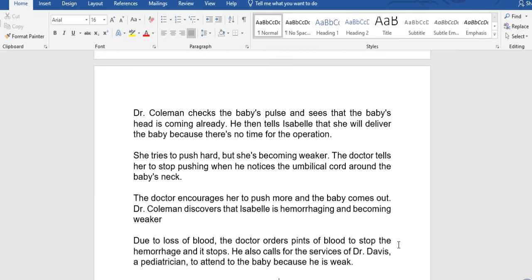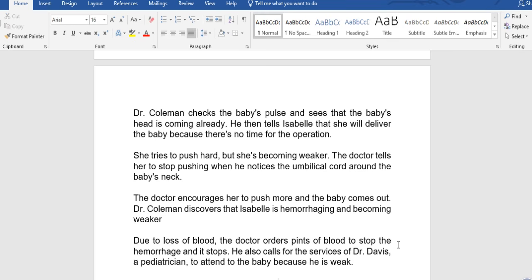Dr. Coleman checks the baby's pulse and says that the baby's head is coming already. He then tells Isabel that she will deliver the baby because there is no time for the operation. She tries to push, but she is becoming weaker. The doctor tells her to stop pushing when he notices the umbilical cord around the baby's neck. The doctor then encourages her to push more, and the baby comes out.